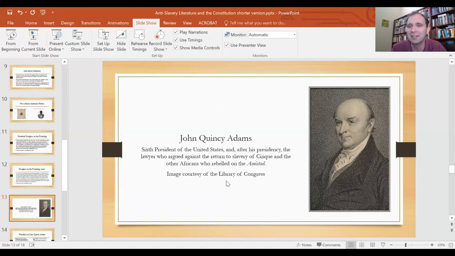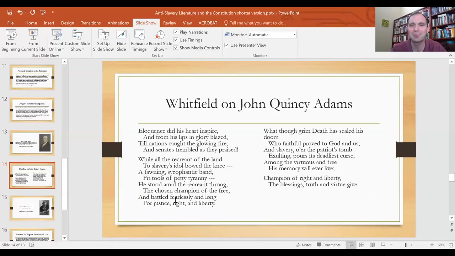And you'll notice again that the image of him is from the Library of Congress. Go to the Library of Congress website. It has an amazing array of materials. Well, the person I mentioned earlier, James Monroe Whitfield, great early African-American poet, actually devoted a poem to John Quincy Adams and his constitutional arguments.